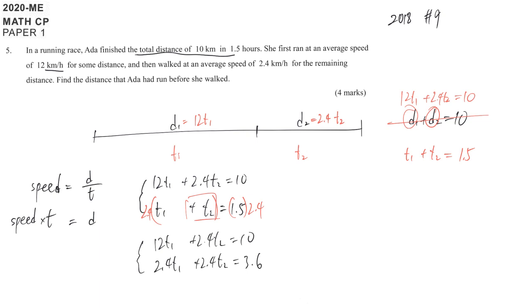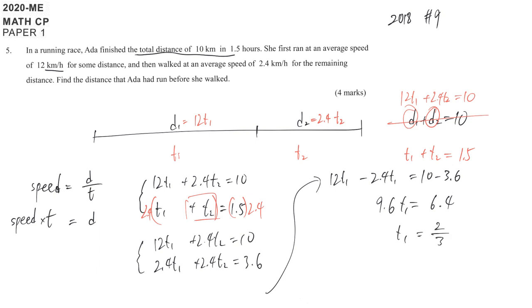Therefore, we can subtract them. If we use the first one minus the second one, so 12 T1 minus 2.4 T1. 2.4 T2 minus 2.4 T2 is exactly the same, so it becomes 0, and only one unknown is left. It is equal to the right-hand side, 10 minus 3.6. So T1 is equal to 2 over 3.